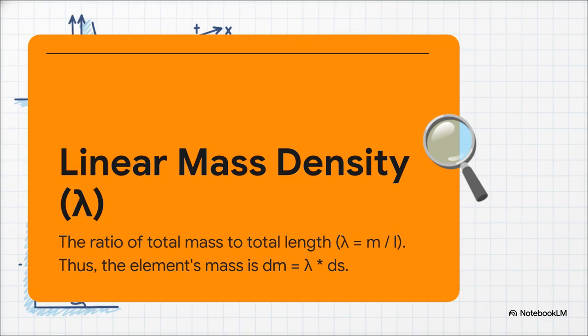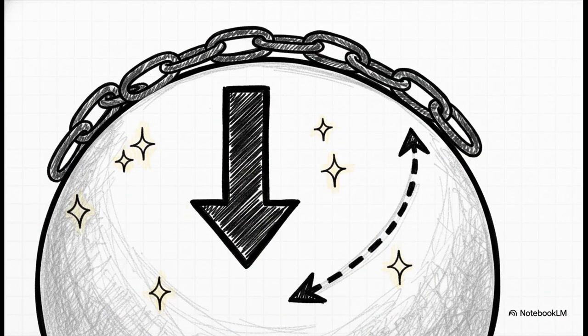So how much mass is in this little dm? For that, we use a concept called linear mass density, which we represent with the Greek letter lambda. It's just a fancy way of saying mass per unit of length. So the mass of our tiny piece is simply its tiny length, ds, multiplied by this density, lambda. This is the key that connects the chain's shape to its mass. Step 2. What are the forces acting on our little piece?